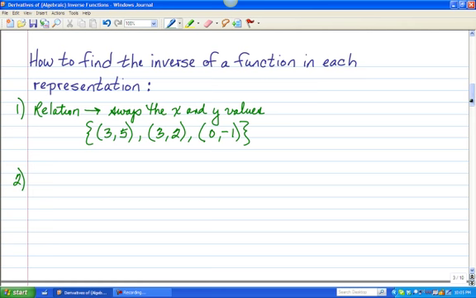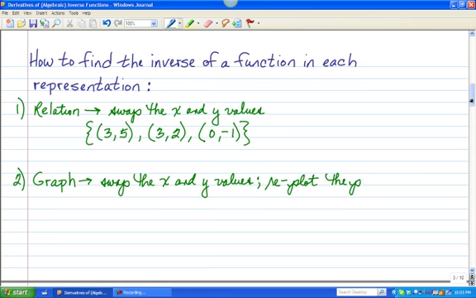Second representation, remember, was that of a graph, and here again you swap the x and the y and replot the points. On your graphing calculator, you do have the draw inverse function that will draw the inverse of any function that you have entered under y equals.